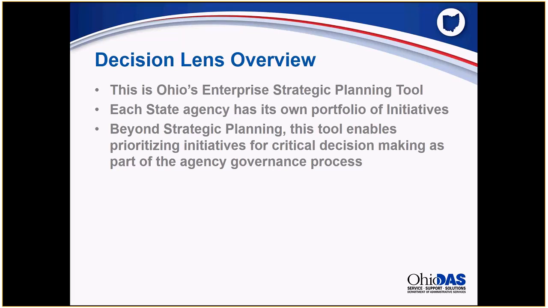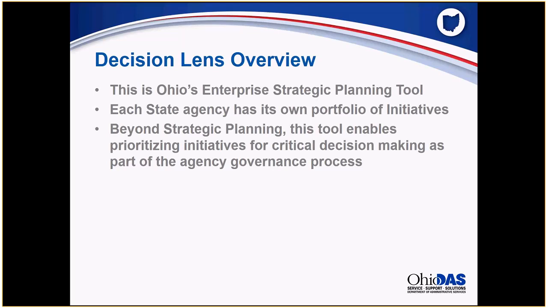Decision Lens is the Ohio strategic planning tool, which is part of the enterprise planning process. And when you log into Decision Lens, each agency will see their own portfolio of initiatives. From enterprise perspective, planning team will see all the agency portfolios. So we have a bird's eye view of all the state strategic initiatives. So beyond strategic planning, which is the portfolio of initiatives, this tool also helps agencies to prioritize their initiatives and helps the leadership of the agencies in critical decision making as part of the agency governance process.